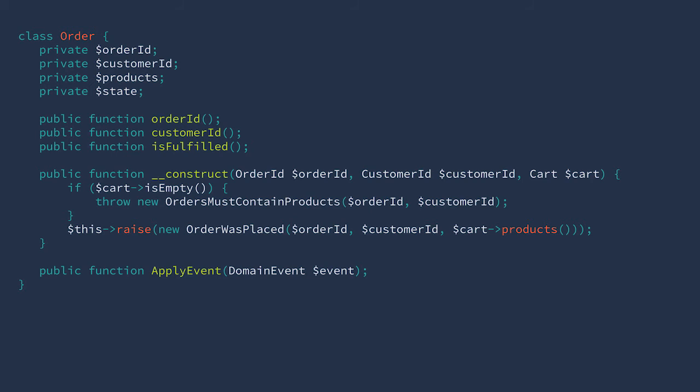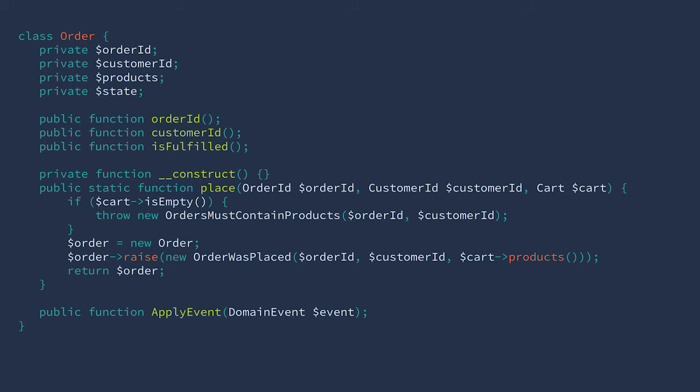Now let's take this one step further and create a named constructor. This way, we're expressing the lifecycle of the object in its interface, in the publicly accessible methods. So, we make the constructor private so that it can only be called from within an object of the same type. Then create a static method, a class method, that will call the constructor and raise the appropriate event.